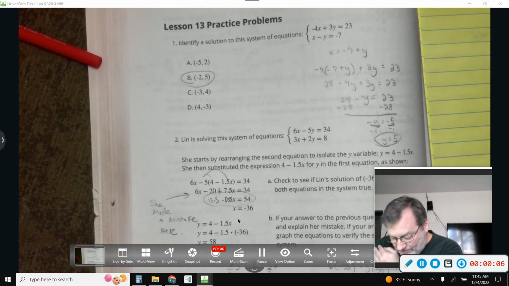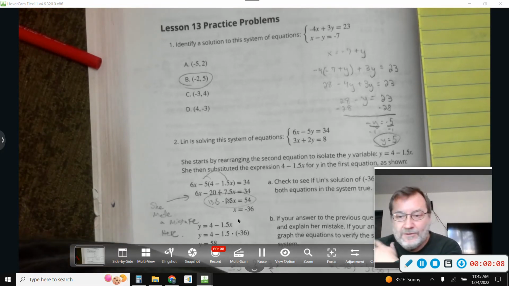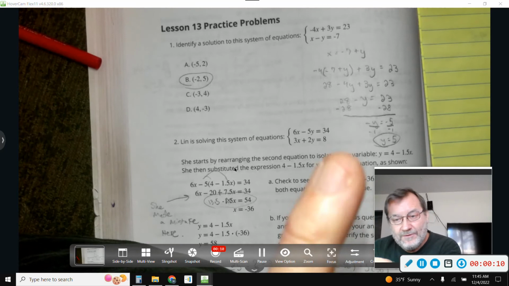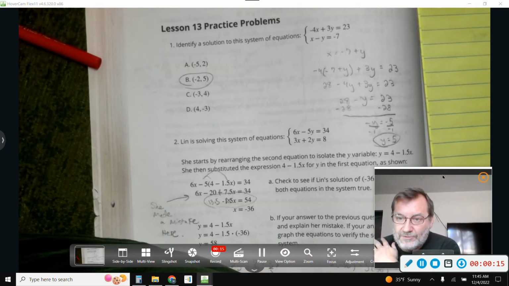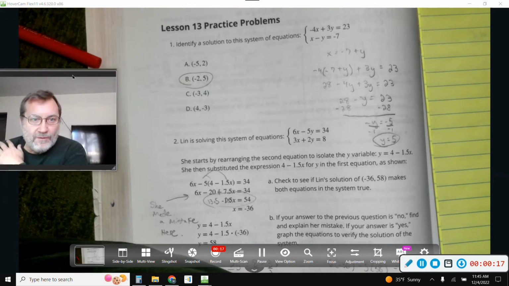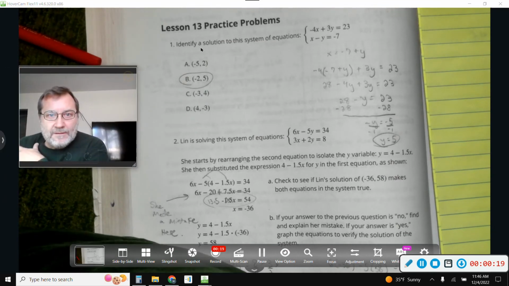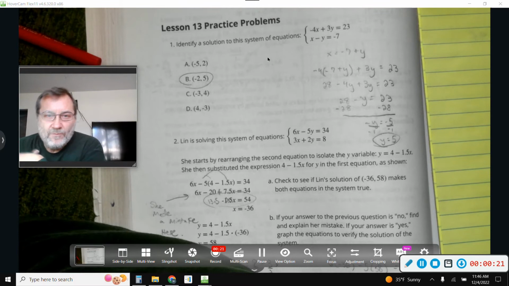I'm on page 248. Again, I remind you to please do these practice problems first and then come and watch the video for the solutions. So we're going to look at this one real quick. It says identify a solution for the system. What they're essentially asking is which one of these points is going to actually make both of these true.